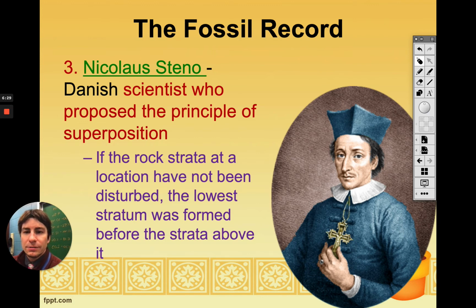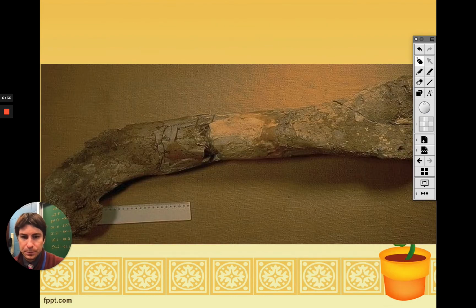So first one, Nicolaus Steno. He proposed this principle of superposition. Really simple. If you have rock strata, and there's been no tectonic shifts, no earthquakes, nothing major has happened in that area, our lowest strata is going to be formed before the upper strata. So in other words, the bottom layer is going to be the oldest, the top layer is going to be the youngest. And that's all he said.